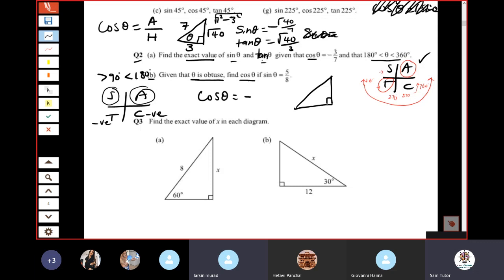I need to create a triangle, because I can create a triangle from sine theta, which is opposite over hypotenuse, and then work out this one here as 64 take away 25, 39. So that becomes root 39. Can you tell me what cos theta is now? Adjacent over hypotenuse, yeah. Adjacent over hypotenuse.